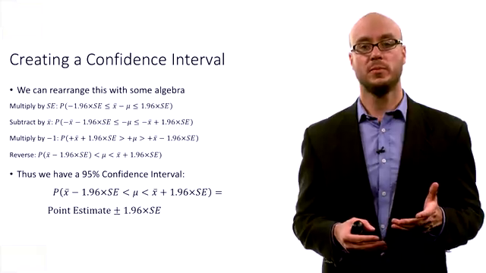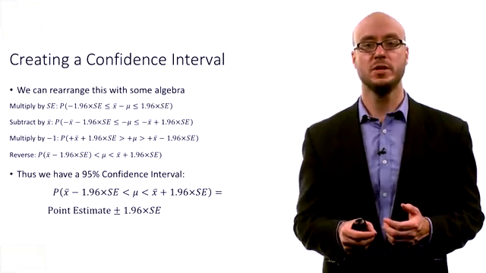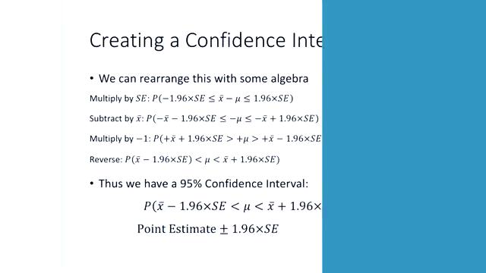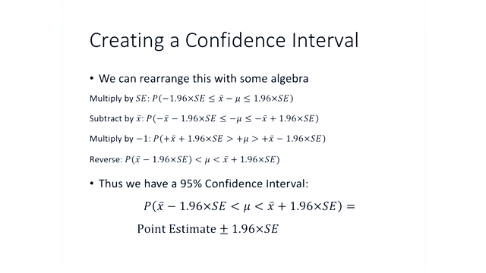We know there's a 95% chance that the population mean mu is between the sample mean minus 1.96 times the standard error, so the population mean is greater than that, and less than the sample mean plus 1.96 times the standard error. To put it another way, the confidence interval is just our point estimate plus or minus 1.96 times the standard error, where 1.96 is based on the standard normal model of the sampling distribution.